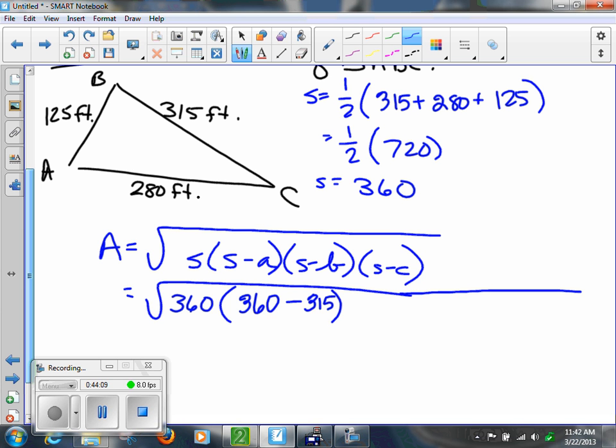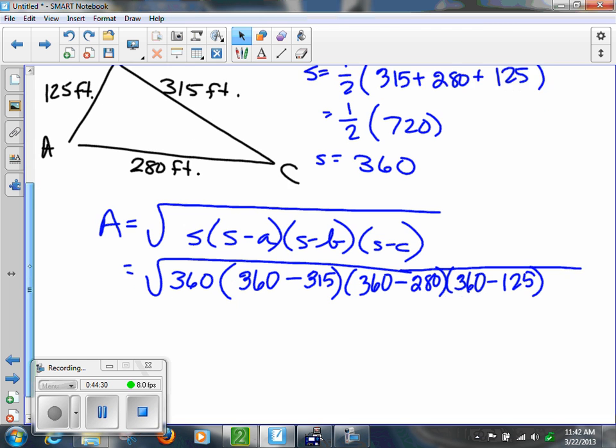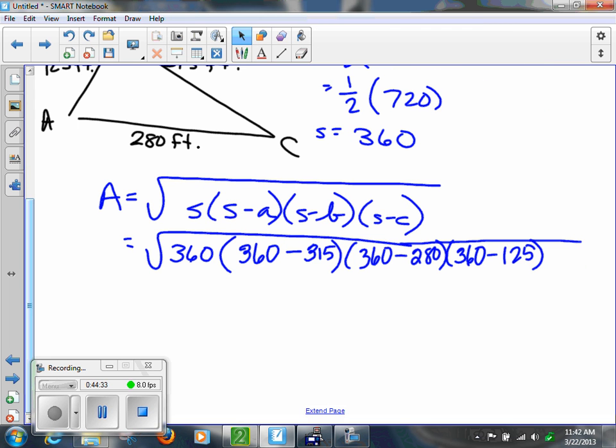Before I can plug it in here, in order for me to be able to plug S into my formula, I have to know what S is equal to. 360 minus B, which is 280, times 360 minus 125. And folks, that's a whole bunch of work in your calculator, okay?